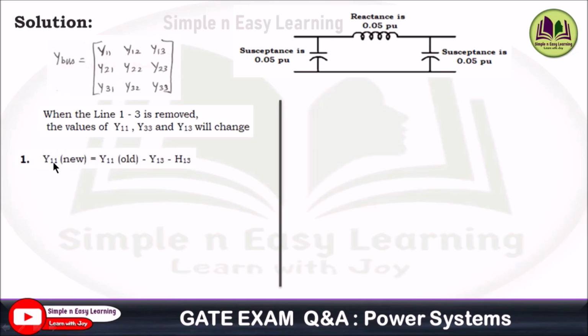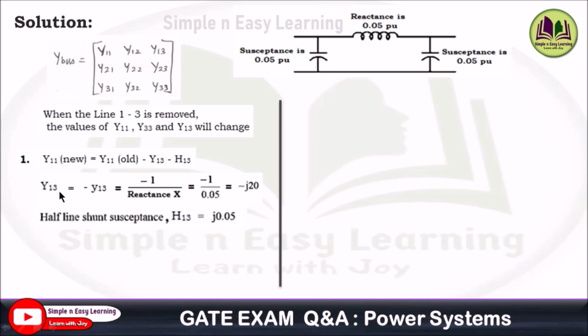First, Y11. The new value of Y11 will be equal to Y11 old minus y13, the admittance of the line connected between 1 and 3, minus the line charging susceptance, the shunt susceptance. It is half of the line charging susceptance, which is H13. Now Y13 equals minus small y13, the admittance connected between 1 and 3, which is minus 1 by the reactance. The reactance specified in the question is 0.05. So minus 1 divided by 0.05 gives you minus j20.